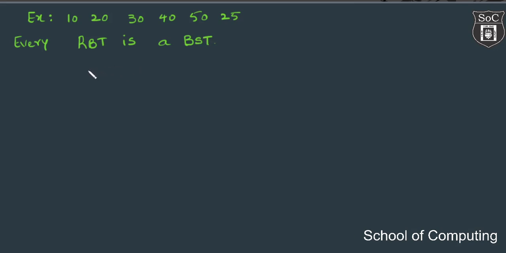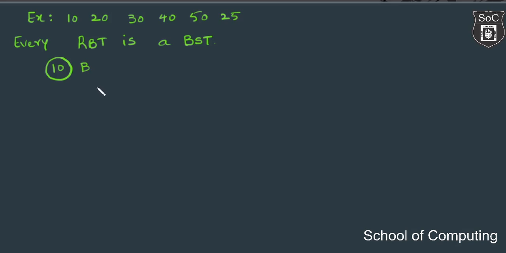So let me begin with the first node. What is my first node? My first node is 10. And if you remember the rules, the root node is always black. So my job is to give color to every node, and by default the root node is black. So let me mark it as black.